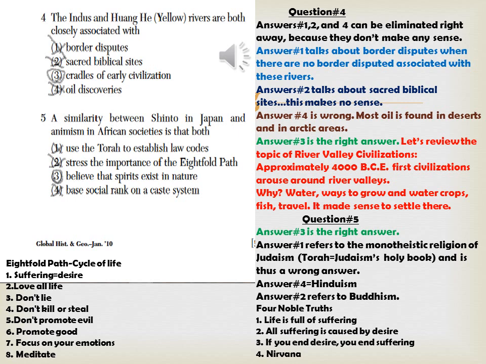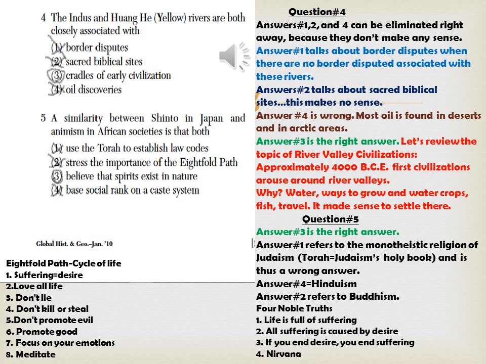Now that is the wrong answer, because when you think about the eightfold path, you have to think about the cycle of life. Number 1, suffering causes desire, love, all life. Don't lie, don't kill or steal, don't promote evil, promote good, focus on your emotions, and meditate. It's Buddhism, basically. Another thing you gotta know about Buddhism is the 4 noble truths. Life is full of suffering. All suffering is caused by desire. If you end desire, you end suffering, and you get nirvana.